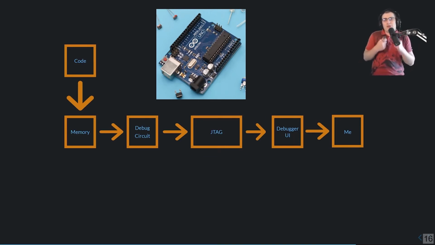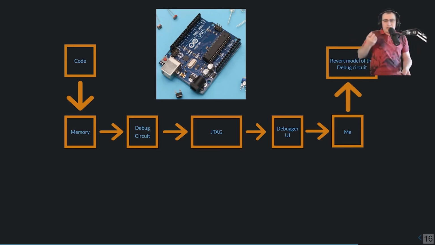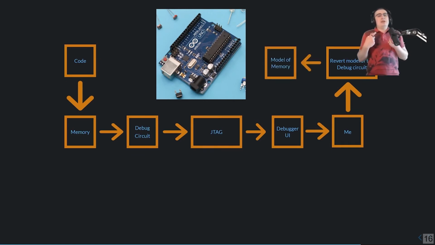But if I want to understand what's happening in the memory, what the memory looks like, I have to revert the model of the debug circuits, right? I have to take the information I get and pass it through an inverse of this debug circuit. And then maybe I will be able to get a model of what's happening in the memory in my mind. So I have to invert the debug circuit in my mind based on the information I get from the UI, and that gives me an idea of what the memory is.